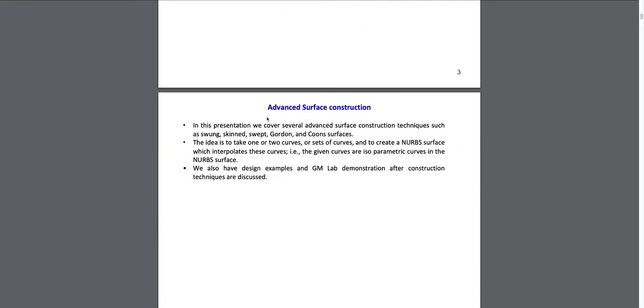So today we are going to present you some advanced surface construction techniques such as swung surfaces, skinned, swept, Gordon and cone surfaces. Here the basic idea is to take one or two curves or some set of curves and create a NURBS surface which interpolates these curves, given the curves are isoparametric curves in the NURBS direction. And we also have some design examples and GM lab demonstration after the construction techniques are discussed.